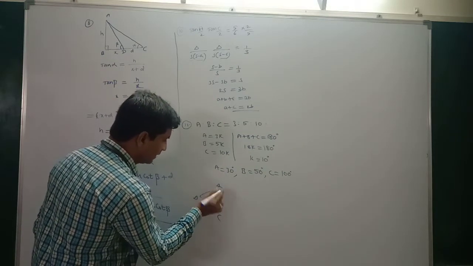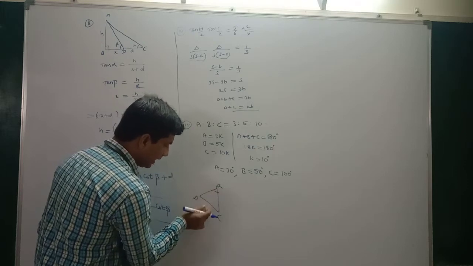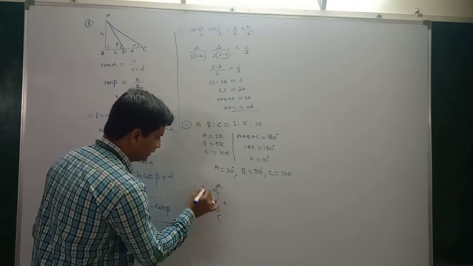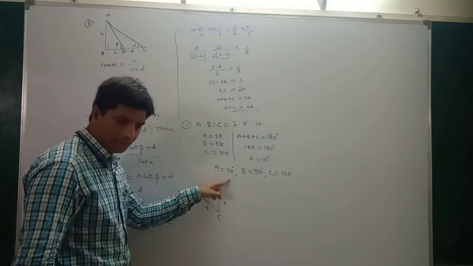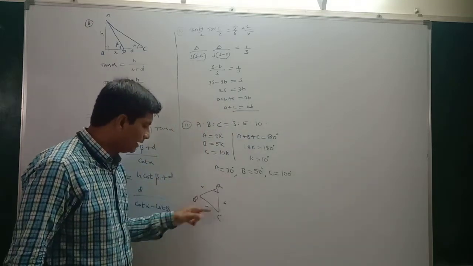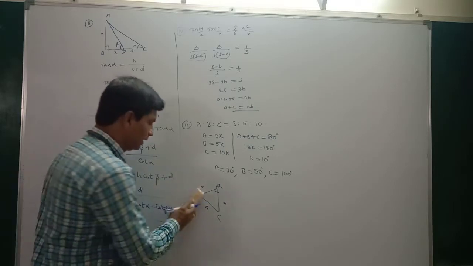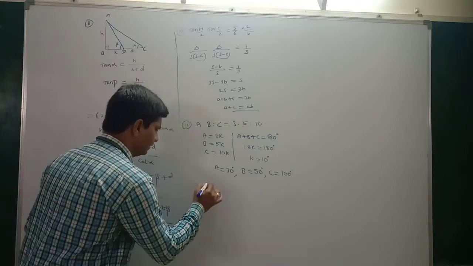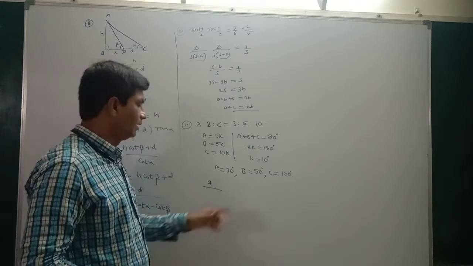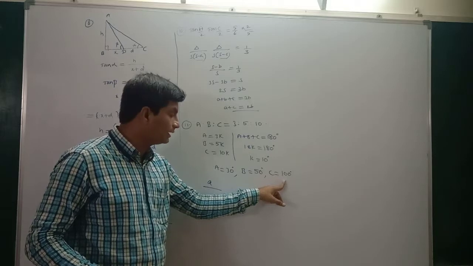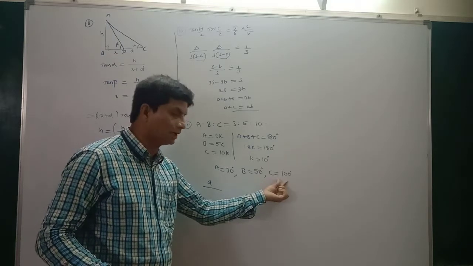Since this is the smallest angle, the side which is opposite to the smallest angle is small a. This is big, this is small. Okay. So since capital A is the smallest angle, the side which is opposite to capital A is small a. That is the smallest side. So we have to find what? Small a by the greatest side. Which is the greatest angle? Capital C because that is 100 degrees. What is the greatest side, opposite to the greatest angle? Small c.